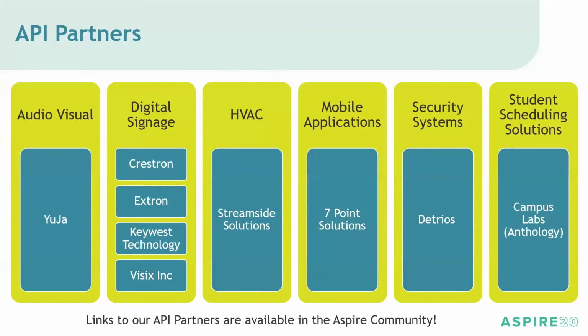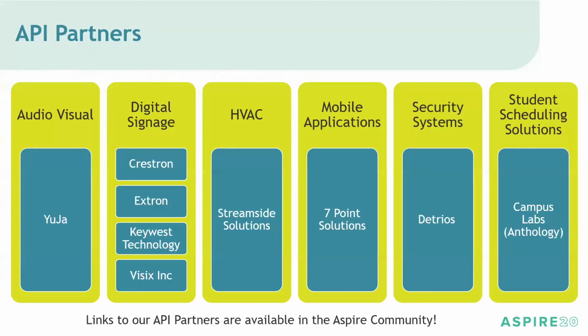Next, under the mobile application solutions, we have 7-Point Solutions. They are a workflow system that allows different workflows for facilities and event management on your campus to work in a mobile solution. The next area is security systems. We work with Detroit, who specializes in door lock systems. So through the Astra API, we use Detroit to lock and unlock doors.